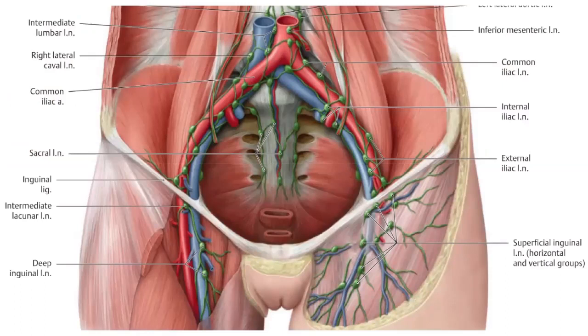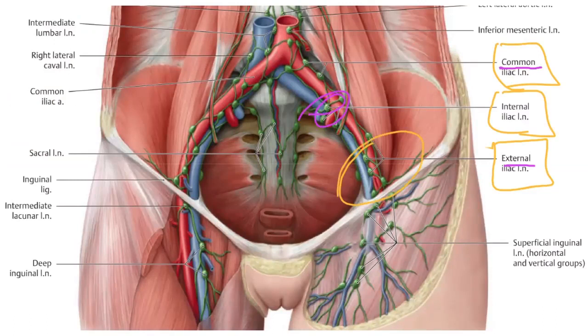You see, these are the external iliac lymph nodes, and these are the internal iliac lymph nodes, and these are the common iliac lymph nodes. Common iliac, external iliac, and internal iliac. These are the internal iliac, and these are the external iliac, and these are the common iliac.